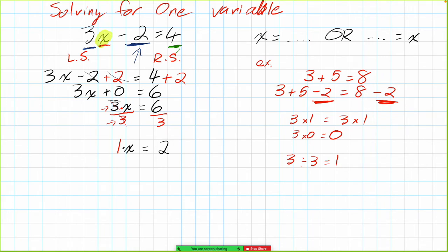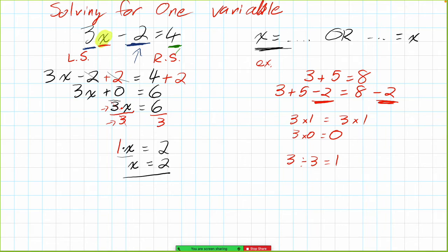Now, x isn't technically by itself. I have 1 times x, but what's neat about that is 1 times anything is just whatever the other number is. So 1 times x is just the value of x. So we can simplify this side by just writing x is equal to 2. And now that we have x by itself on one side, we have an answer. And we've already equated everything on the right side. X is equal to 2. So we've fulfilled this part.